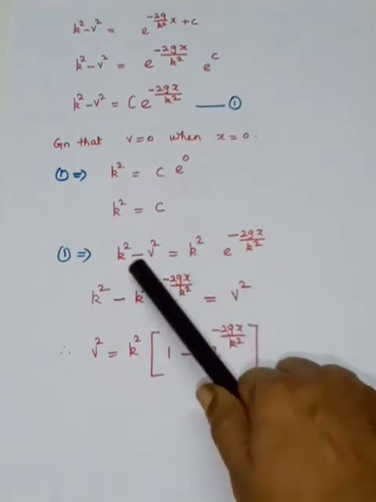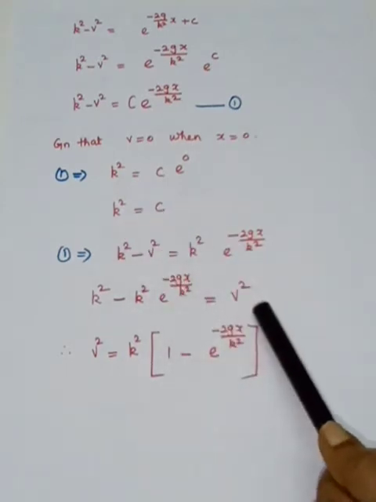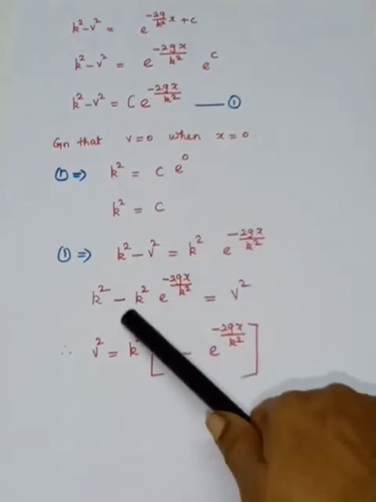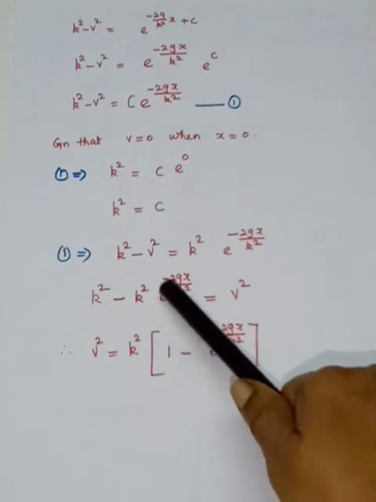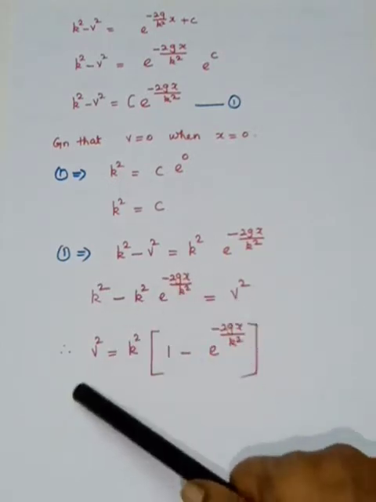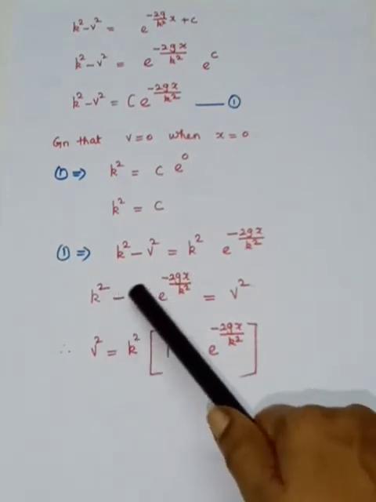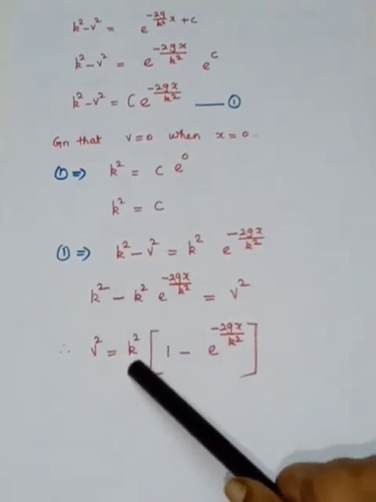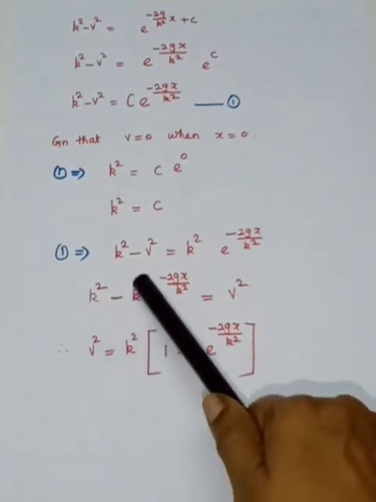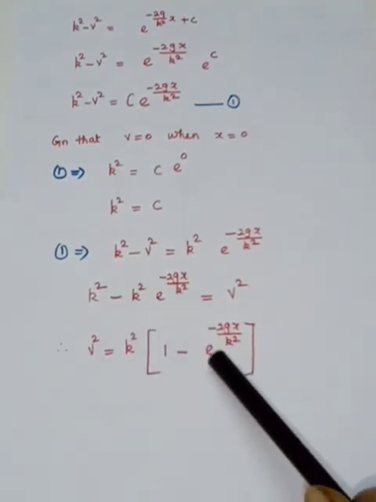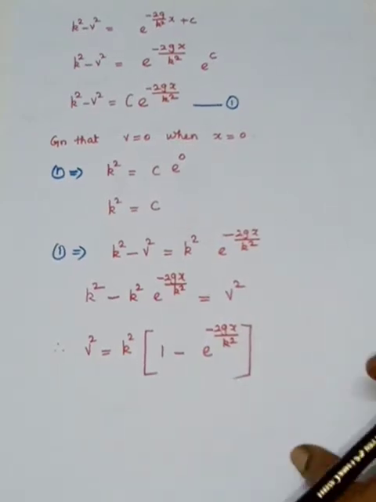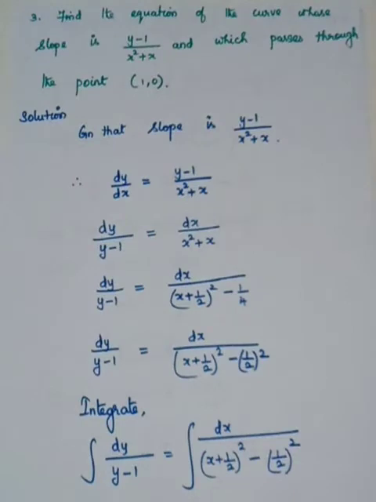You see, minus v squared, when you bring it to the right side, it will become plus v squared. So bring this k squared term to the left side as minus k squared e power minus 2gx by k squared. So v squared is equal to, from these two terms, if you take k squared out, the first term you will have 1 minus, this is taken out, so here e power minus 2gx by k squared. So that is the expression for the second problem.